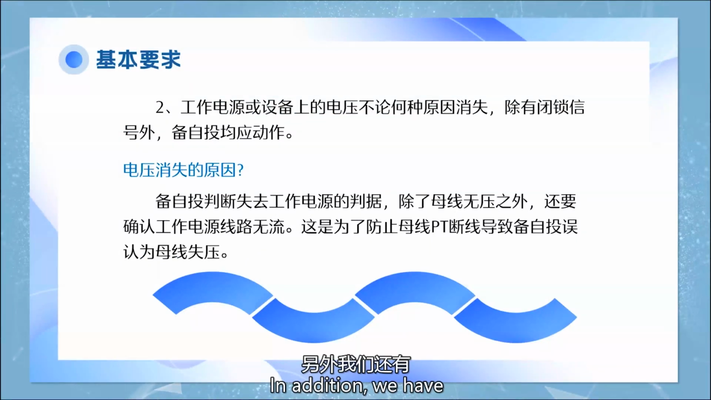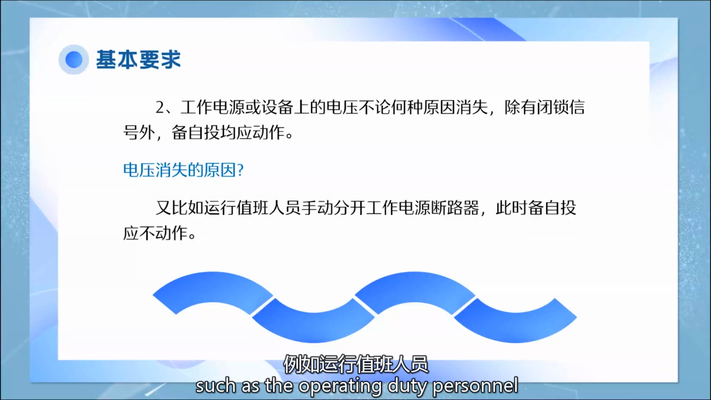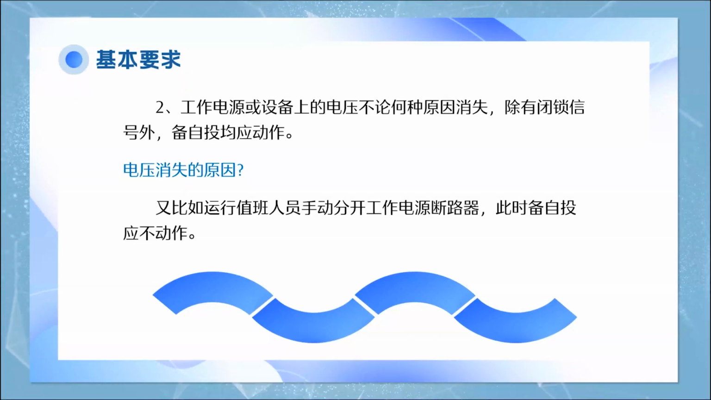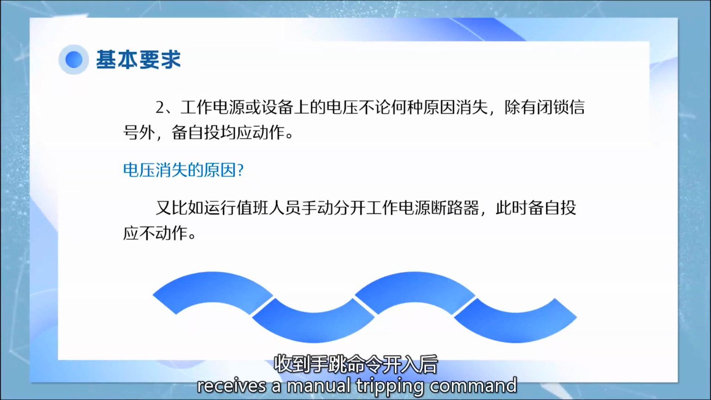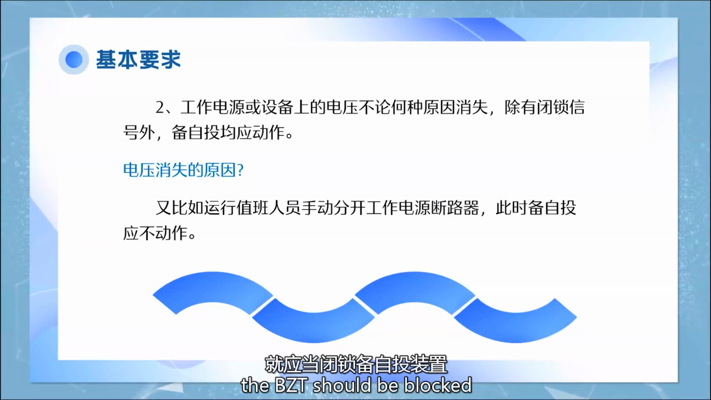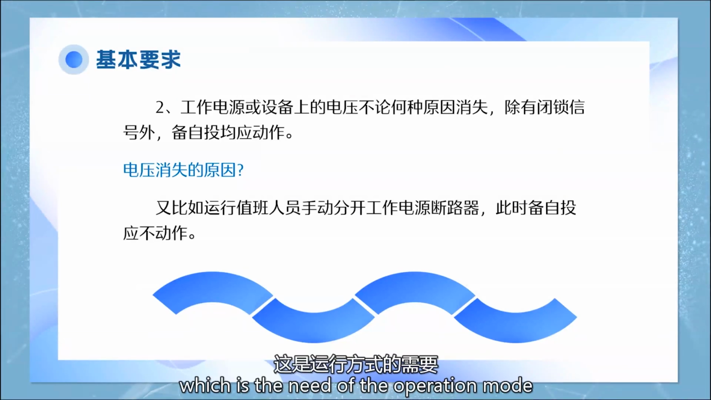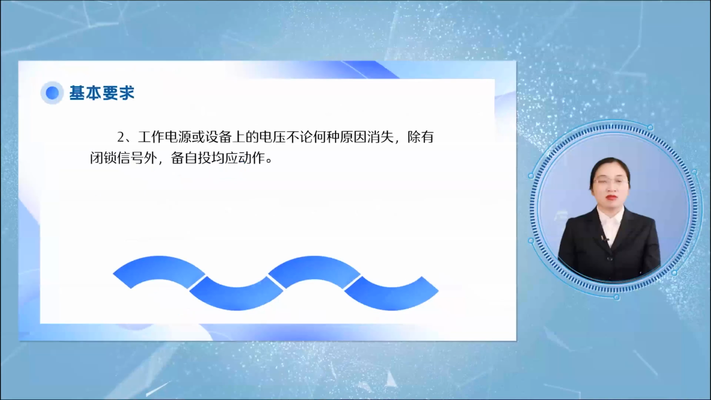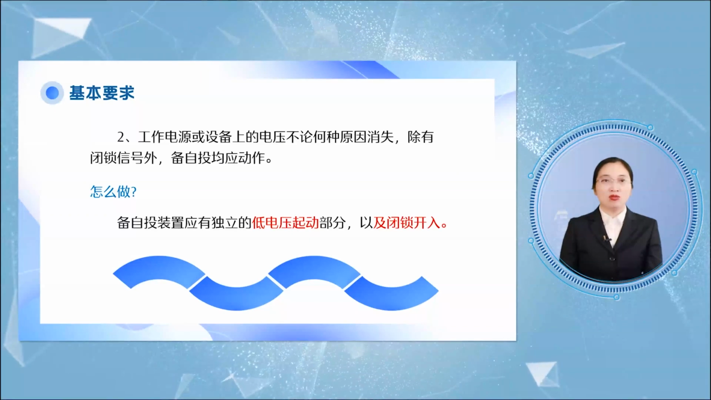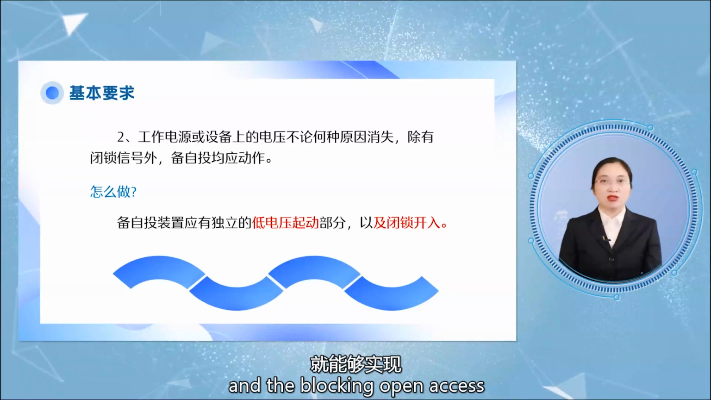In addition, we have external blocking signals, such as the operating duty personnel manually disconnecting the circuit breaker of the working power supply. When the BZT receives a manual tripping command, the BZT should be blocked. That is, the BZT should be out of action, which is the need of the operation mode. How can we realize that the BZT should have a separate low voltage? This can be achieved with the starting part and the blocking open access.